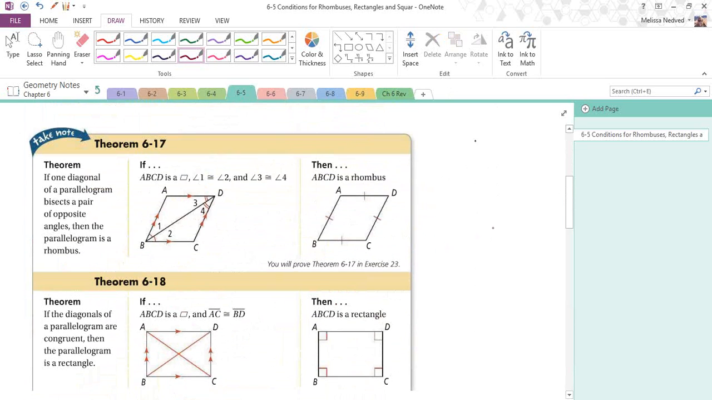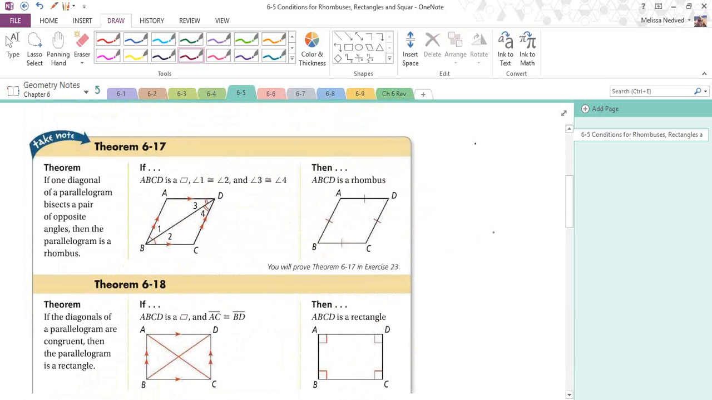If we look at 6-17, it tells us if one diagonal of a parallelogram bisects a pair of opposite angles, then the parallelogram is a rhombus. So again, I have to know I have a parallelogram. I have to know I have opposite sides parallel or any of those conditions for parallelograms. But then if I also see, like I see here, BD is a diagonal and it's bisecting the angles, meaning it's taken angle ABC and cut it into 2 congruent angles, 1, 2. We can see they're congruent by their markings.